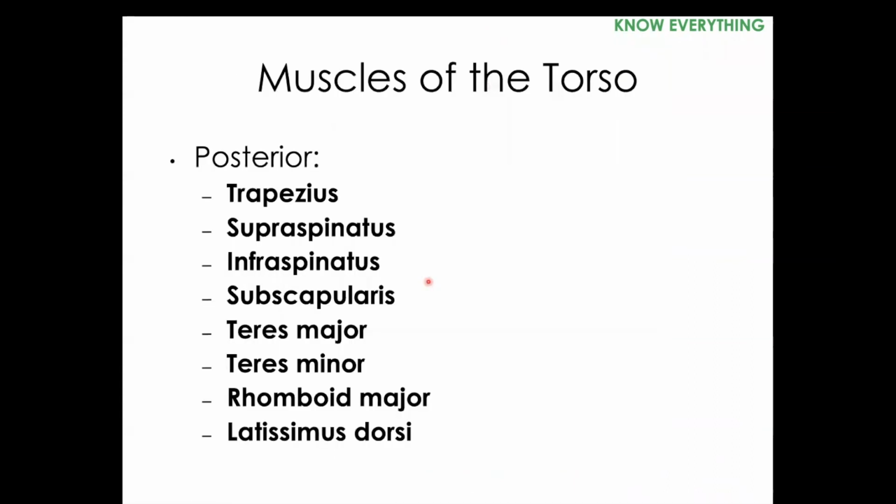All right, so next we go to the muscles of the back. So we have our trapezius, the supraspinatus, the infraspinatus, and subscapularis, which are all around the shoulder. We have our teres major and teres minor. We have our rhomboid major and our latissimus dorsi.